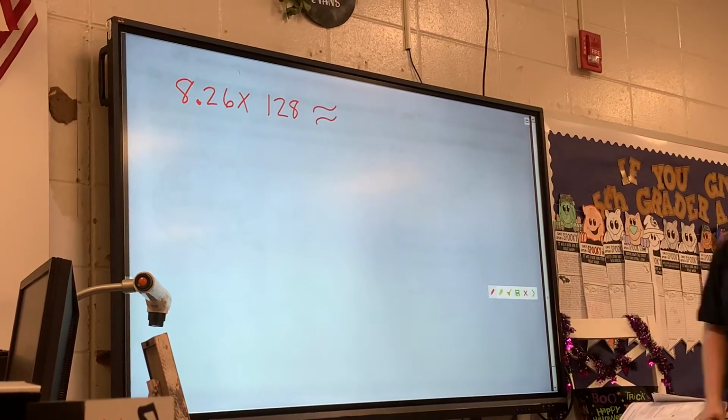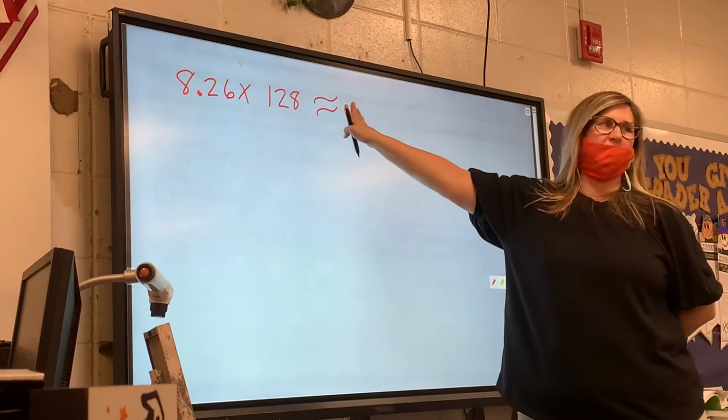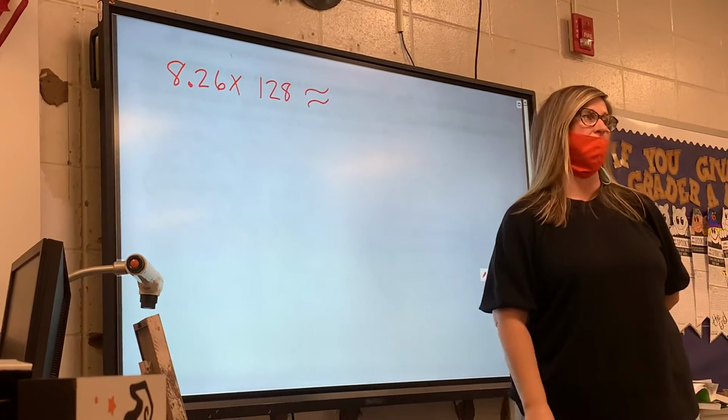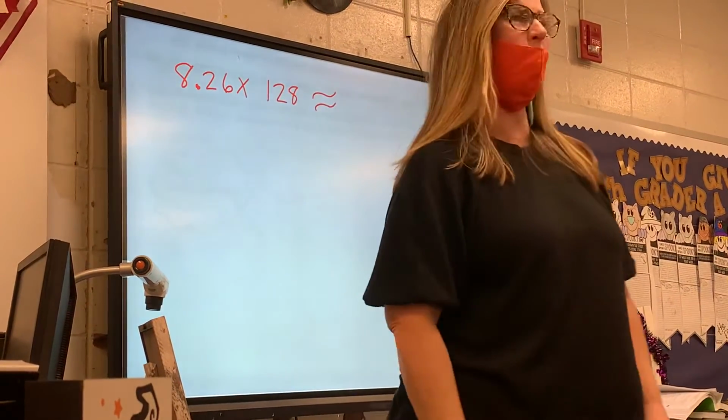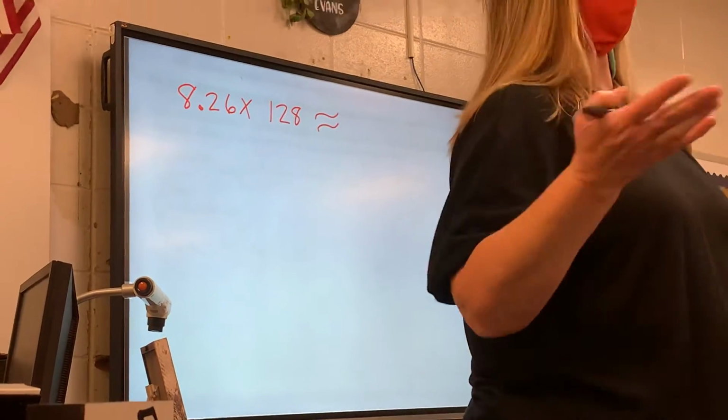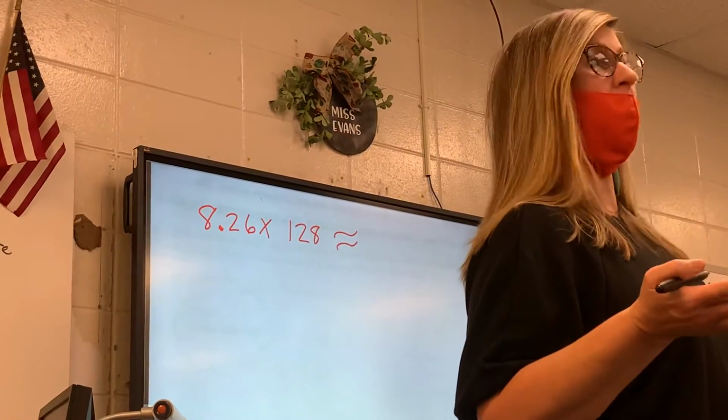Y'all noticed some stuff. You noticed that I gave you that fancy equal sign, which means what? Estimate, right? So it tells me about. Because can we use our estimation to check to see if our answer is correct? It helps us a lot, doesn't it?